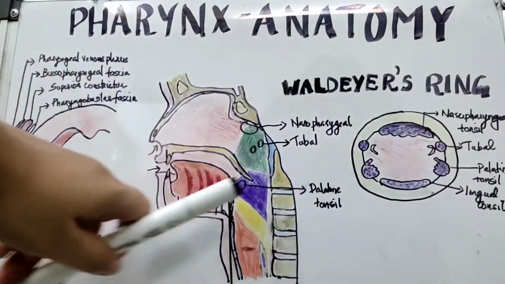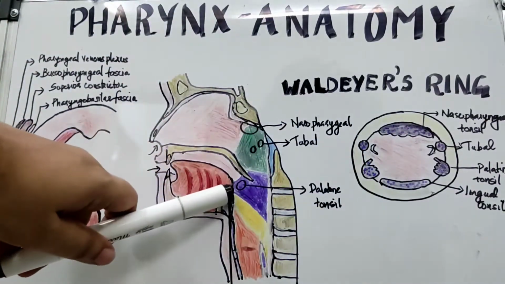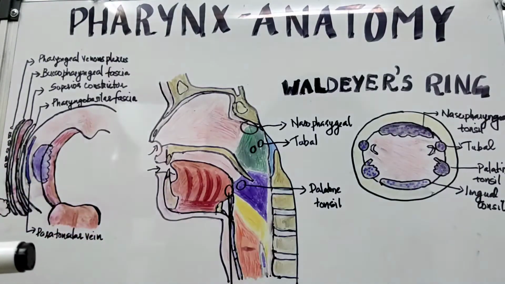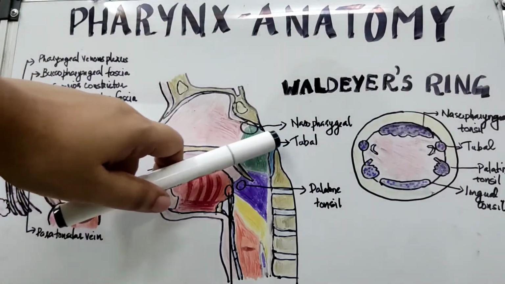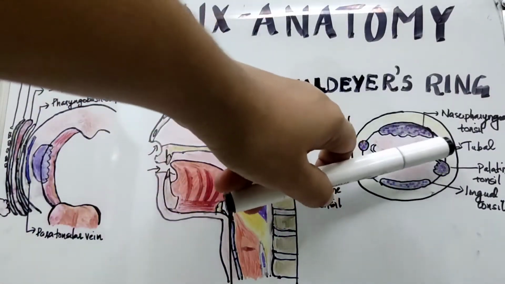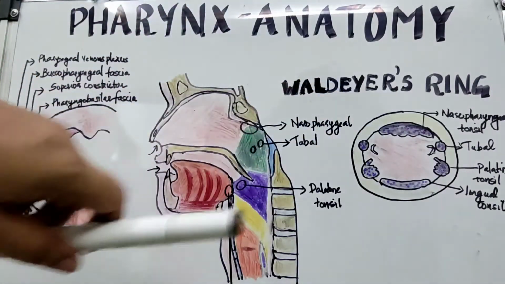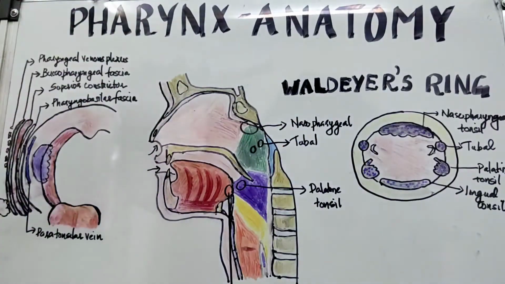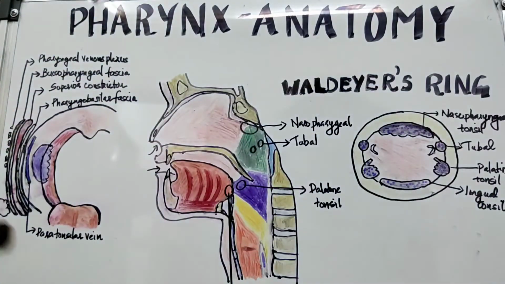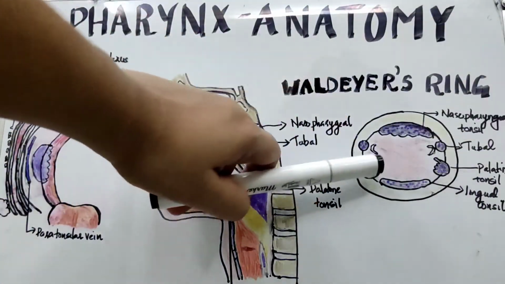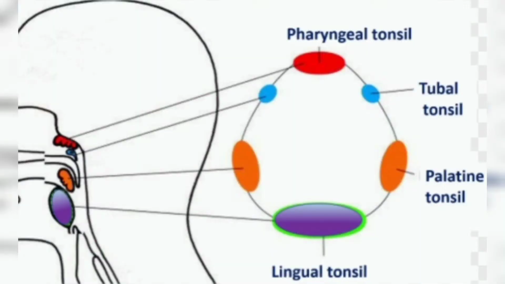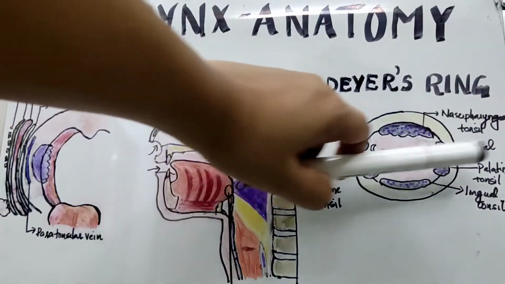Below you can see the lingual tonsil, which is present at the dorsum of the tongue. And there is a pair of tubal tonsils and also a pair of palatine tonsils. These are the palatine tonsils and these are the tubal tonsils, and they are paired. Usually we call the palatine tonsils simply the tonsils, as they are more important compared to the other tonsils. So today we will discuss more about the palatine tonsils.